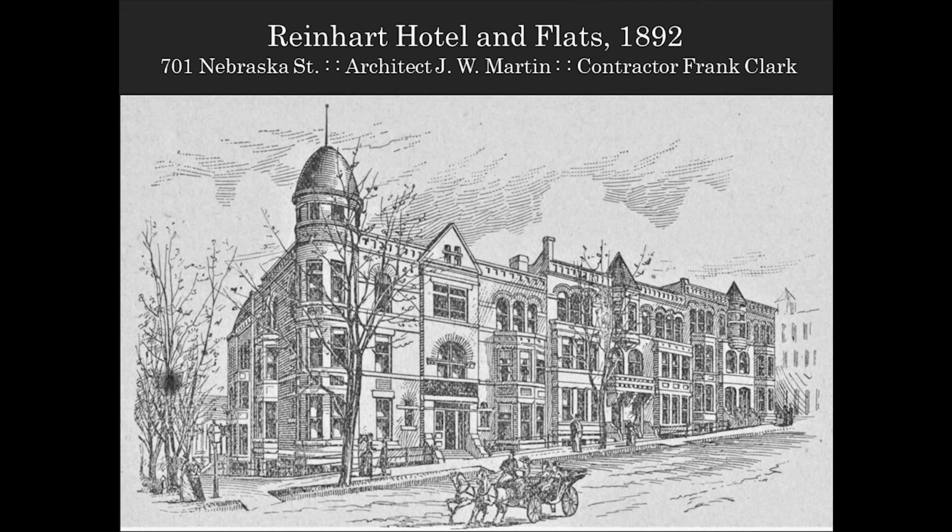The Reinhardt Hotel and Flats were built in 1892 at 7th and Nebraska. They were designed by J.W. Martin and built by contractor Frank Clark. Once again, we see the tower, parapet walls, rounded Roman arches. It's hard to see because this is a drawing, but in the very poor photographs we have of this building, you can see there is some rough-cut stone.